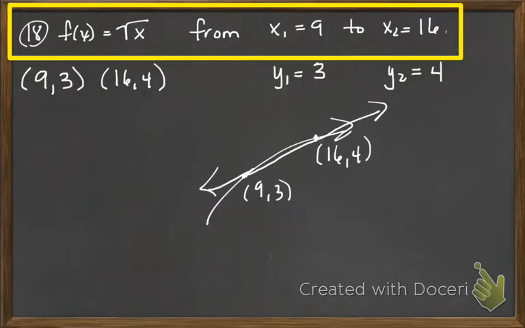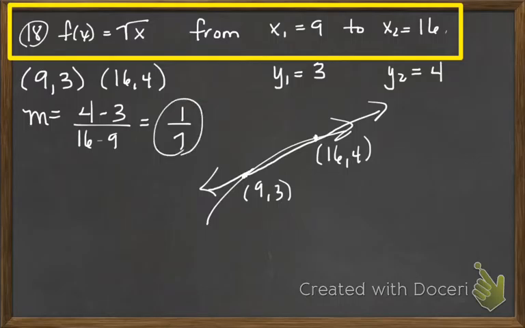Alright, so work the slope formula. What's on the top? 4 minus 3. What's on the bottom? 16 minus 9. So that gives us 1 over 7. So the slope of the secant line that passes through the square root function where x is 9 and x is 16, that secant line would actually have a slope of 1/7.